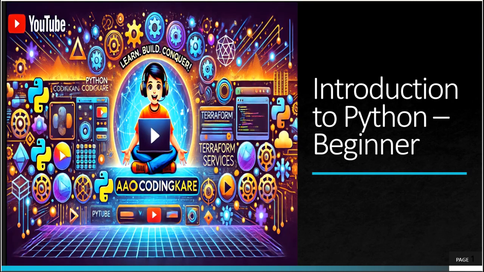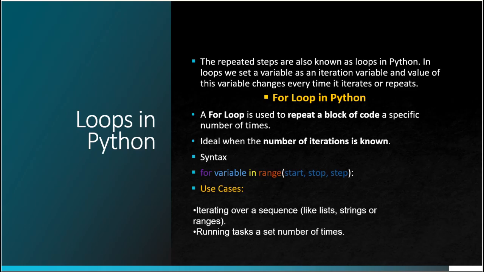But yes, let's continue our learning journey into Introduction to Python. And in today's class, we are going to start with loops in Python. This is going to get interesting now. All right, so what are loops in Python? The repeated steps are also known as loops in Python. In loops, we set a variable as an iteration variable, and the value of this variable changes every time it iterates or repeats, right?